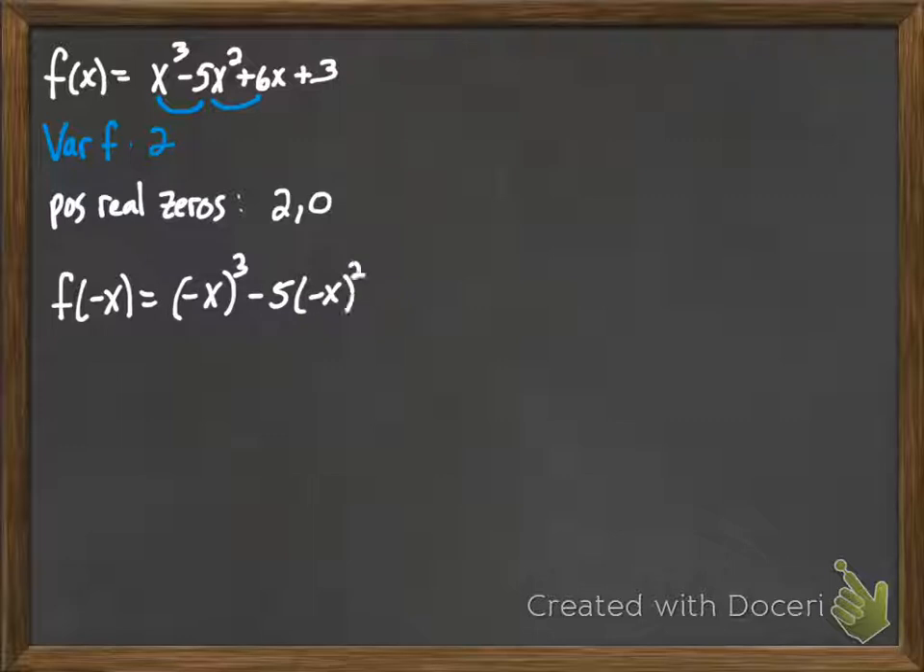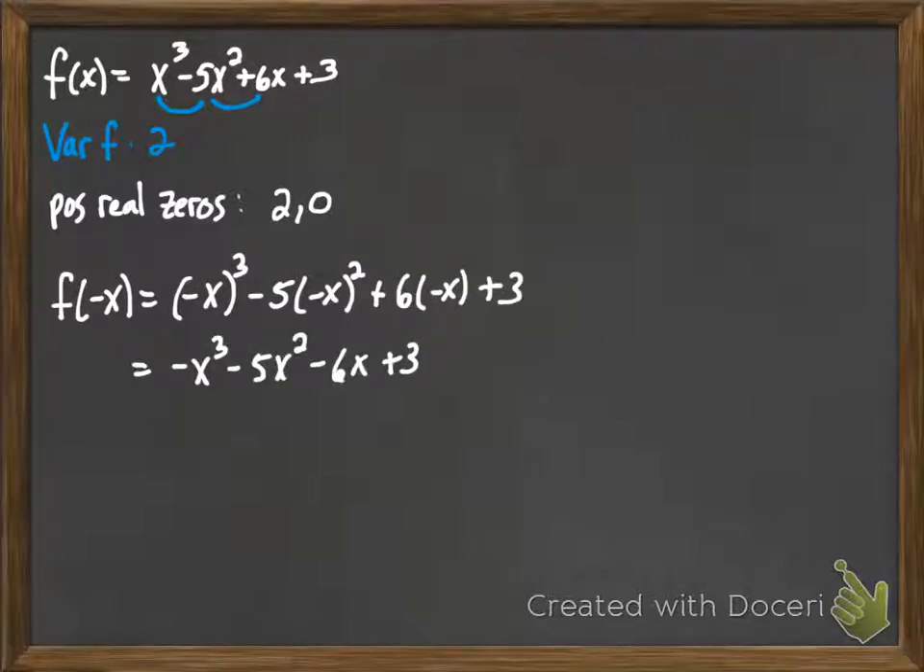And then we evaluate f of negative x. So this time I'm going to actually write it out. Negative x cubed minus 5 times negative x squared plus 6 times negative x plus 3. But you can actually speed this up a little bit by realizing that when you plug in negative x, the only ones that are going to change are the odd powers of x. The even powers, when negative x gets evaluated to the even exponent, are just going to be the same. So basically this would become negative x cubed minus 5x squared minus 6x plus 3. And then you count the variations.